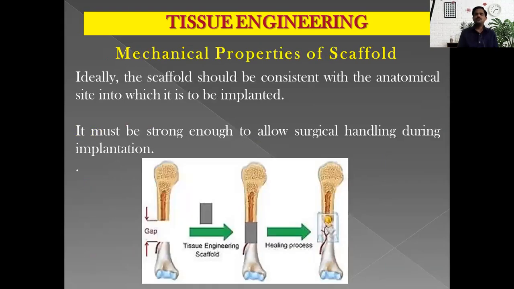Mechanical properties of scaffold. What mechanical properties should be there inside the scaffold? The scaffold should be consistent with the anatomical site into which it is to be implanted. Means it should not move out, it should not bulge out from the site of implantation. It must be strong enough to allow surgical handling during the implantation.